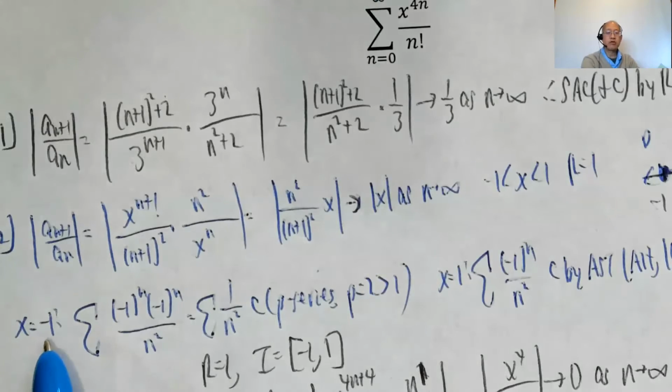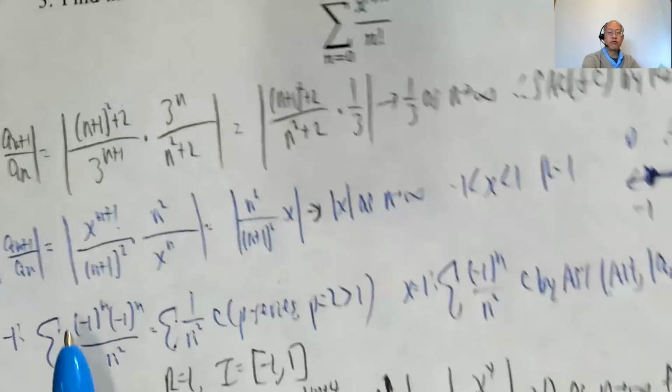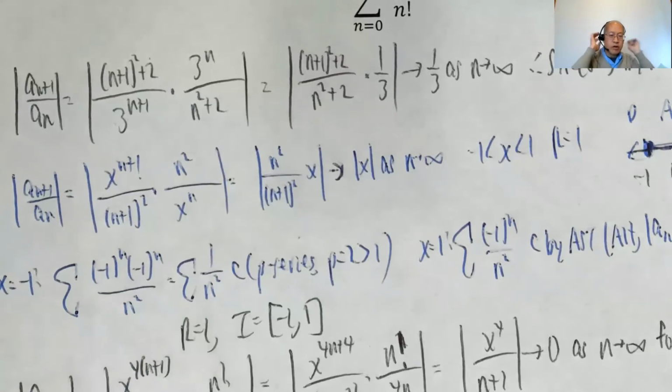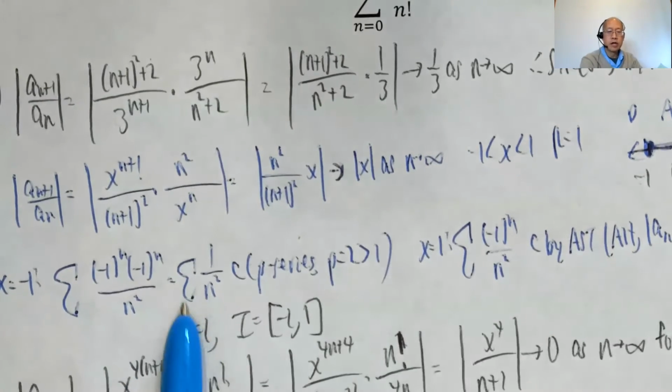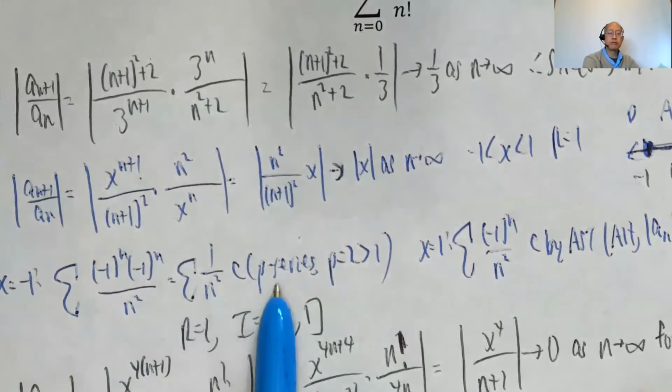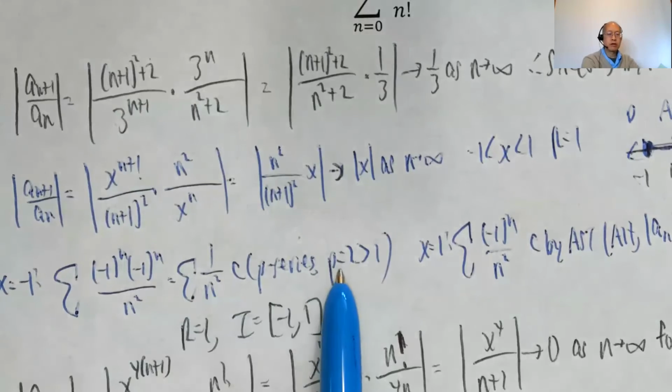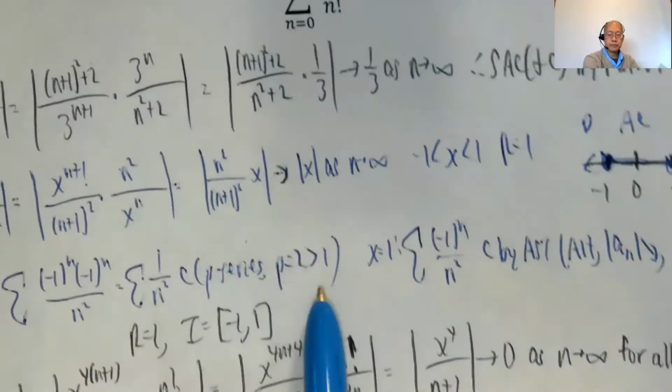When plugging x equals -1 into the original, with -1 here, you have (-1) to the n times (-1) to the n. That's 1 to the n, or 1. Summation 1 over n squared. That's a convergent p series, p equals 2 greater than 1. So we have convergence at -1, closed circle.